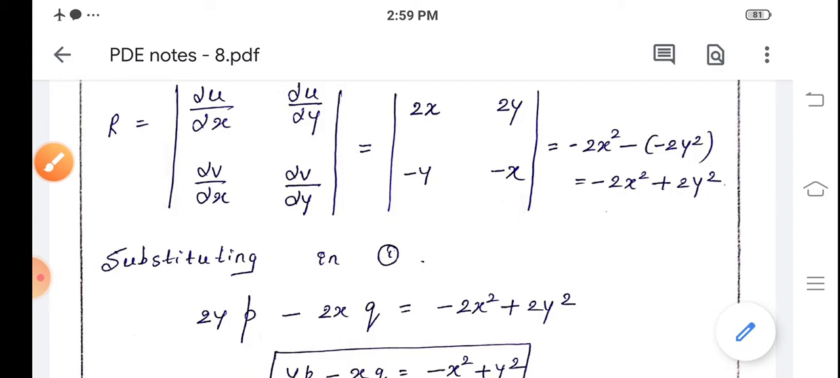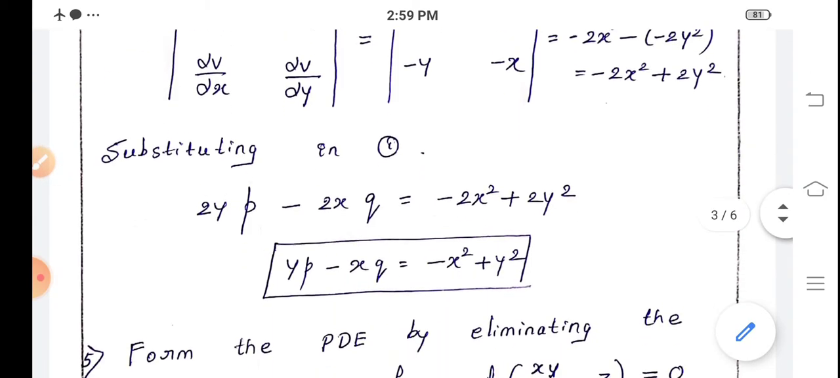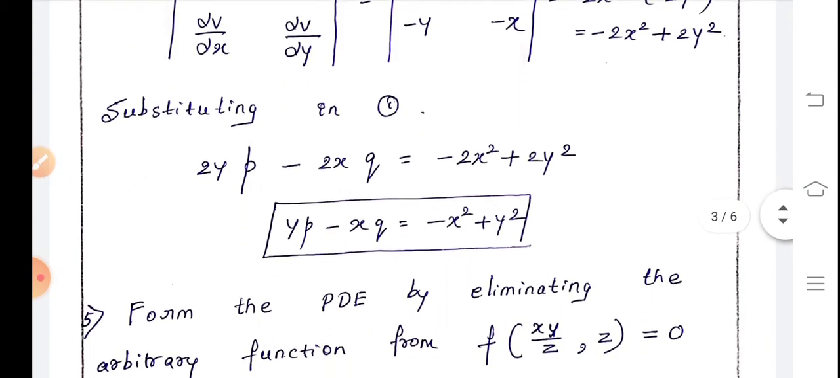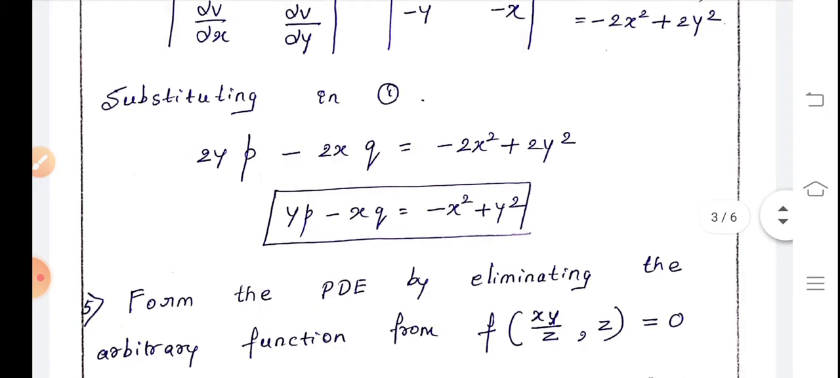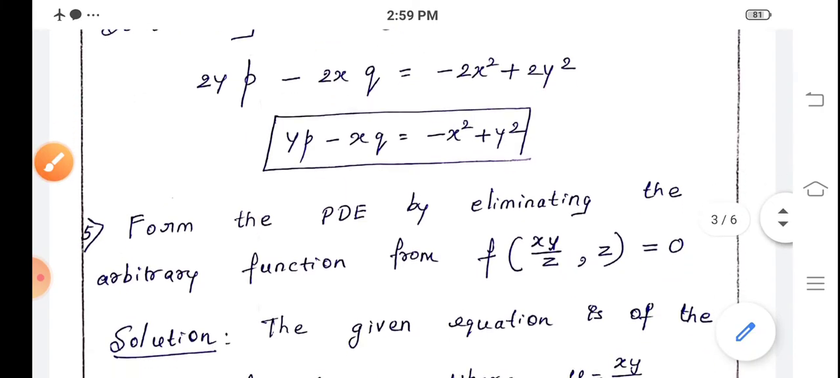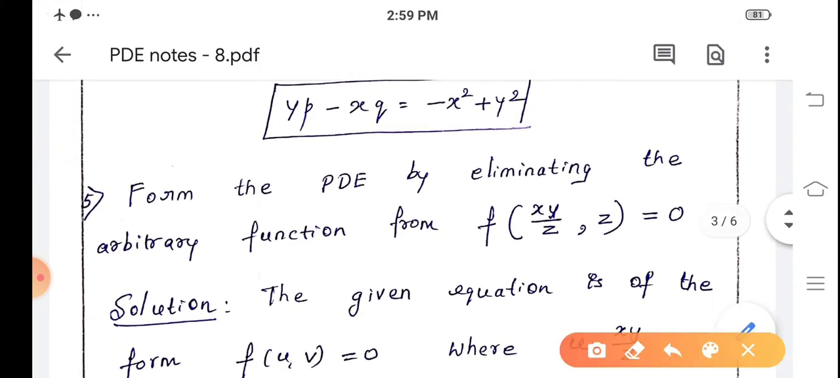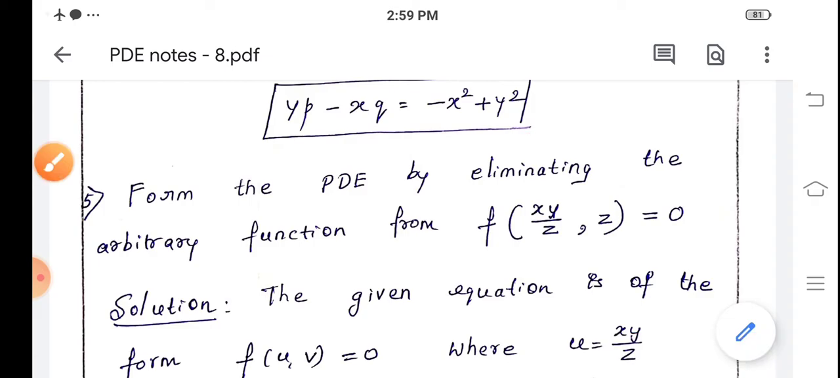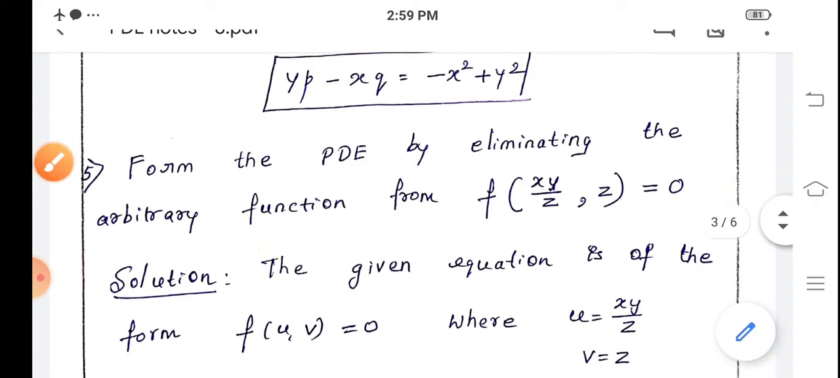So now after getting P, Q and R, we substitute these values in equation 1. So we can write the equation as P into p plus Q into q equal to R, that is 2yp minus 2xq equal to R, which is minus 2x square plus 2y square. Here 2 is a common term. When we divide by 2, we are getting the equation as y into p minus x into q equal to minus x square plus y square. So this is the required partial differential equation.